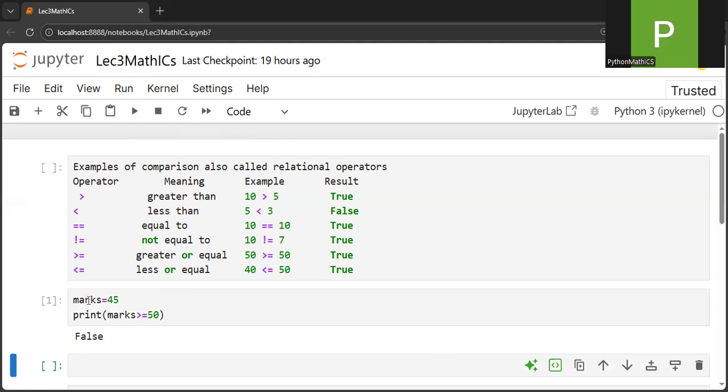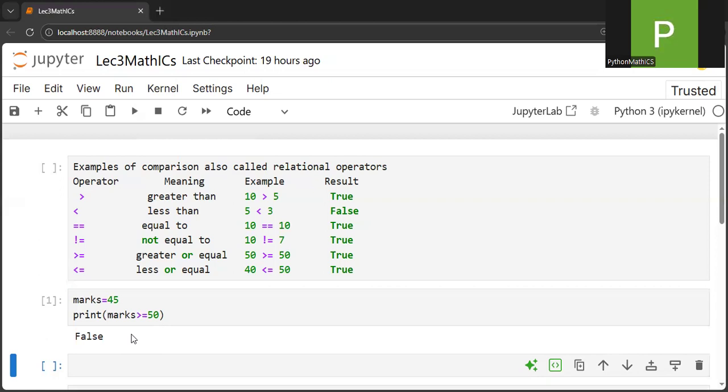So understand that we are given marks. Marks are equal to 45. And then this is the comparison or relational operator. You understand, if the condition is satisfied, then we get true, otherwise we get false. So we are checking whether marks are greater than or equal to 50. Because marks are less than 50, the answer we should get is false.